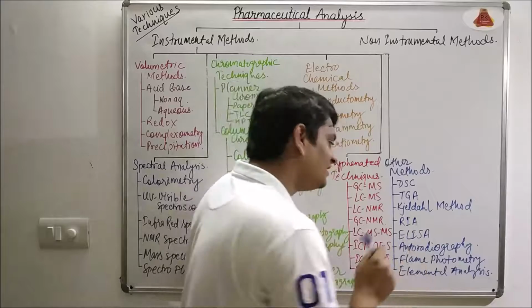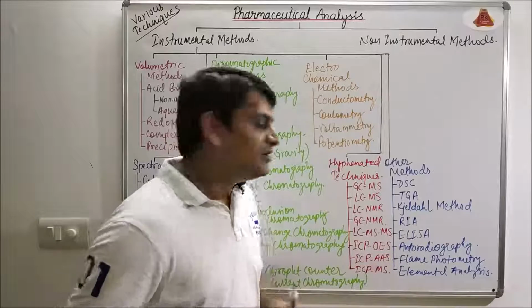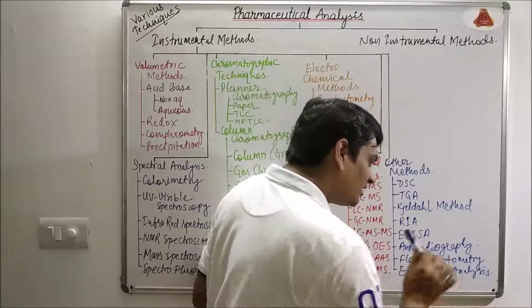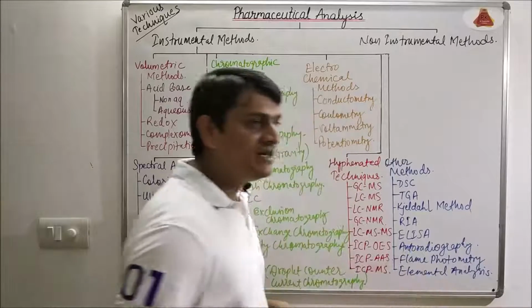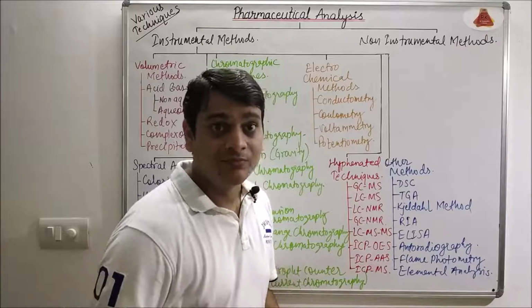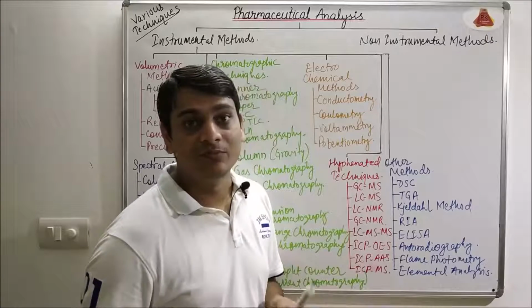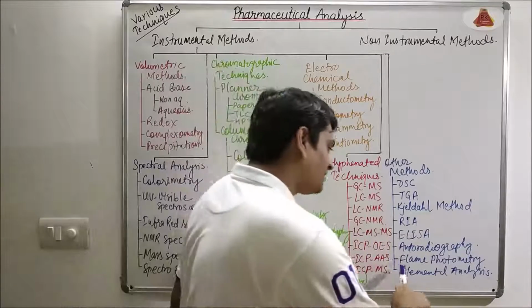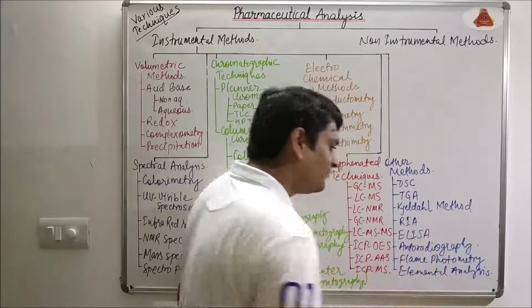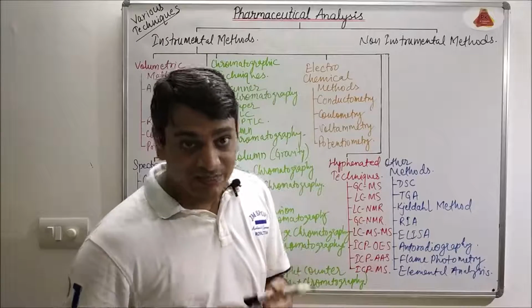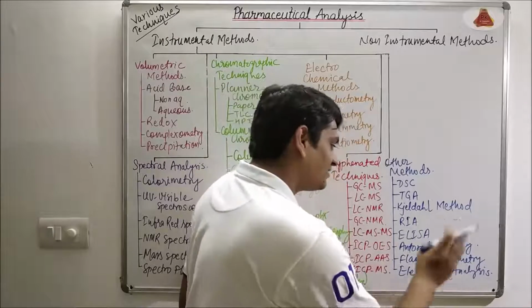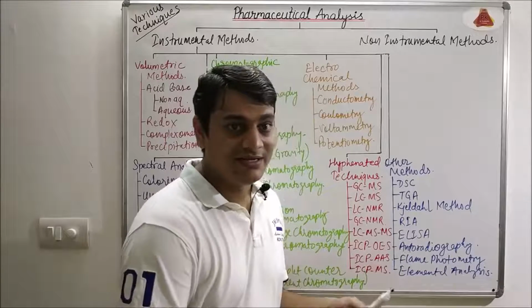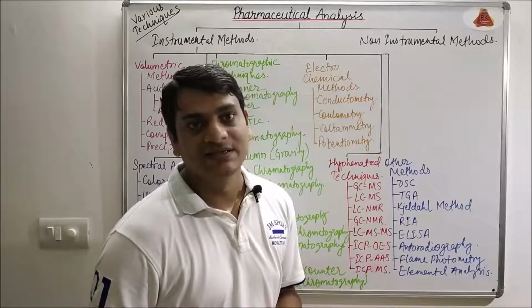Next one is ELISA, that is enzyme linked immunosorbent assay. Antigen present in the serum or blood of the patient. Next one is autoradiography. By using this technique we can use a radioactive compound, and by using that radioactive compound we can locate any compound in the body. Next one is flame photometry. By using flame photometry we can determine many elements. Next one is elemental analysis. Under elemental analysis we can determine many elements like C, H, N, O, S, etc.